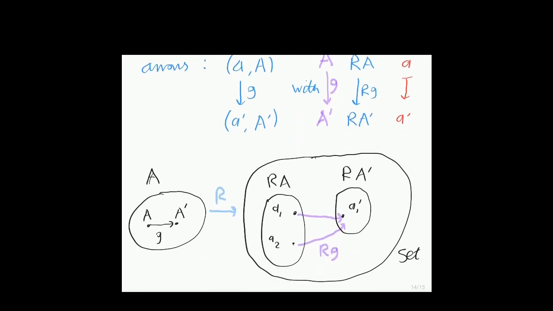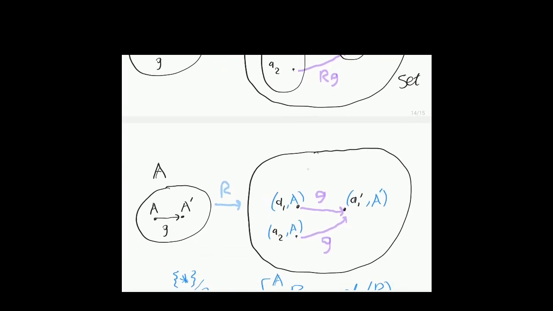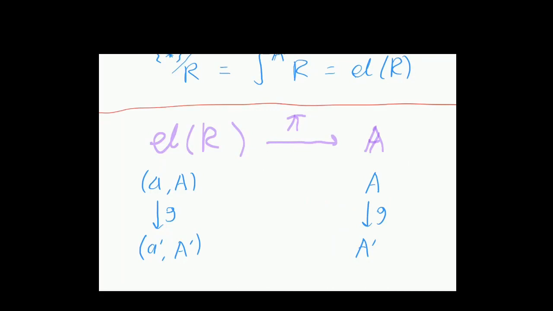Okay, and that basically gives you the elements category, which looks like I described before. Like I say, the slogan is: get a diagram in Set and rub out the bubbles around the sets. That's basically what an elements category is.